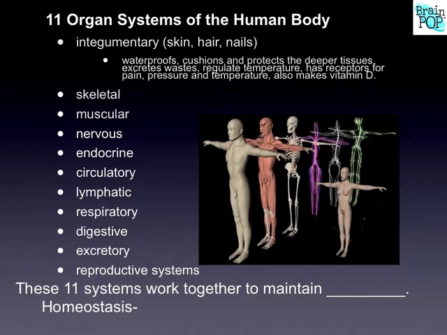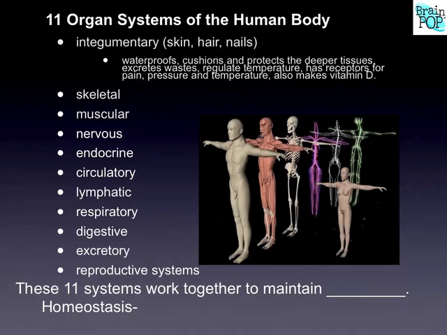So skeletal system, system of bones. Muscular system, all of our muscles. Nervous system, nerves, brain, spinal cord. Endocrine system. What's that one? Yeah, it's the glands which produce hormones in the body. Circulatory system, we all know, is our heart, arteries, veins.